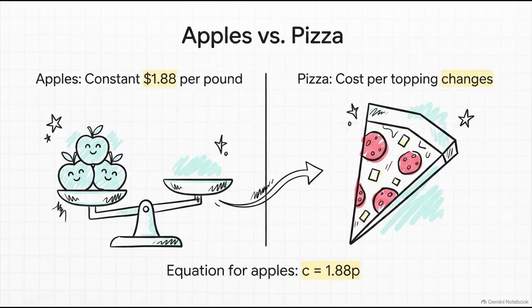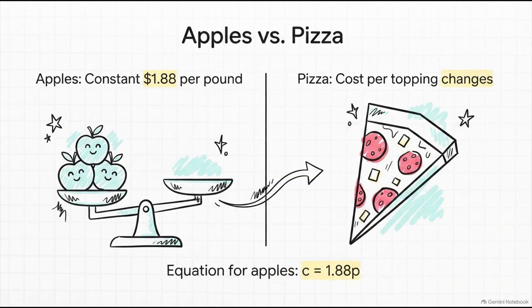And here is the evidence-based explanation. Let's look at the apples first. $3.76 divided by 2 is $1.88, and $5.64 divided by 3 is also $1.88. The apples have a constant unit rate of $1.88 per pound, meaning this relationship absolutely could be proportional. In fact, because that constant unit rate exists, we can write a perfect equation for it. C for cost equals 1.88 times P for pounds.